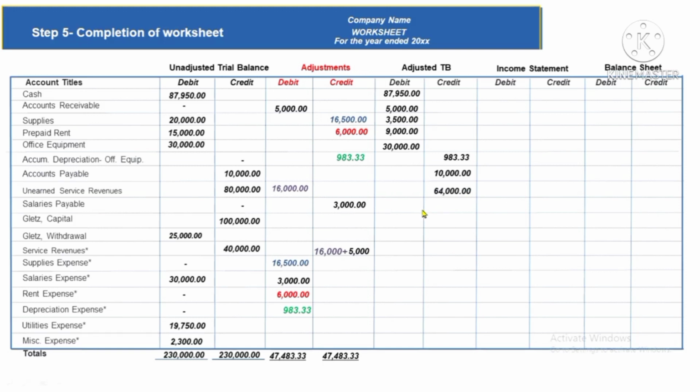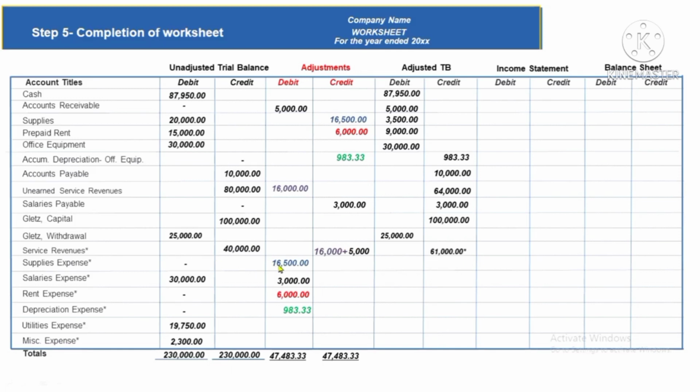And the salaries payable, we just need to copy this 3,000. And of course, we need to copy the capital as well as the withdrawal. So we have 100,000 credit and 25,000 debit. But on the service revenues, you have here 40,000 credit. On the adjustments, there are also 16,000 and 5,000 credit. So you need to add them up because all of these entries have the same credit balance. So we have 61,000.